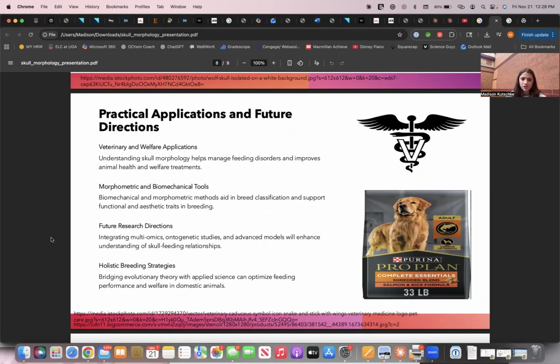So future research is really focusing on the morphological studies that are scanning to find these muscle shapes and everything like that. So optimizing feeding performance and welfare in these domestic animals has been the biggest challenge, which is how do we take what was wild and then its skull has changed and adjust its feeding and dietary needs to that.